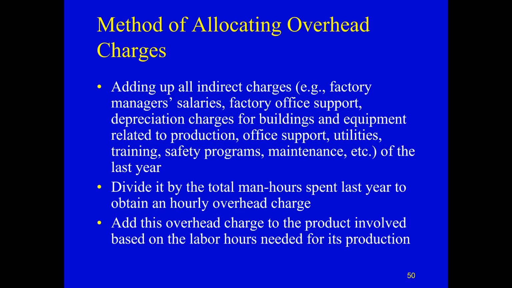So what are the methods which are traditionally used for allocating the overhead charges? It is about adding up all indirect charges of the last year, for example, and these include maybe factory manager salaries, factory office support, depreciation charges for buildings and equipment related to production, office support, utilities, training, safety programs, maintenance, etc.